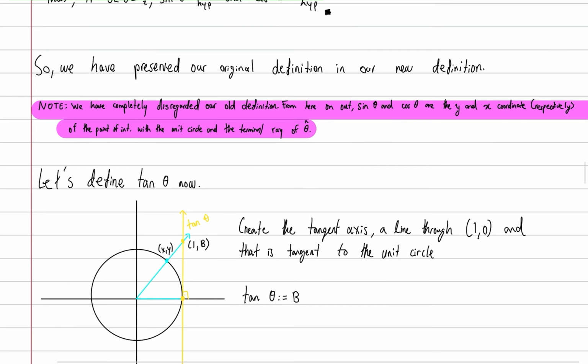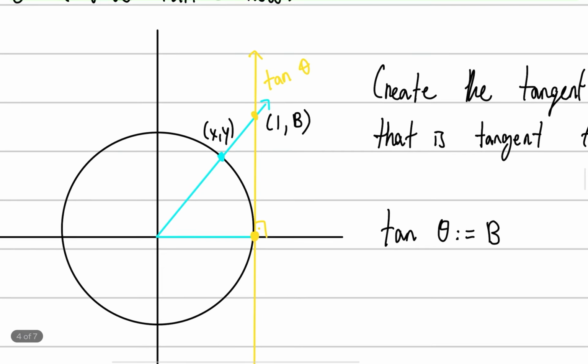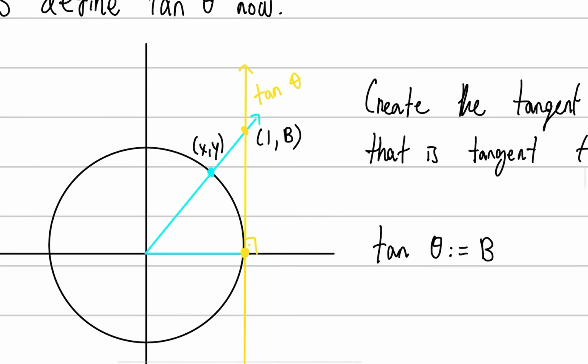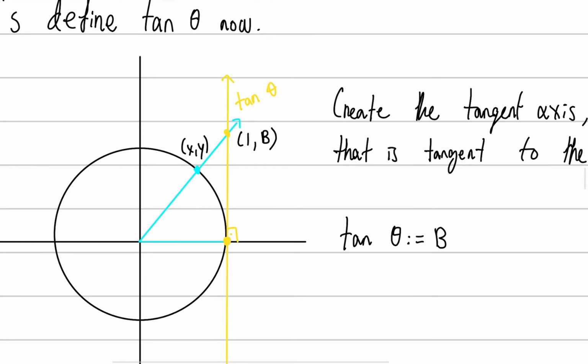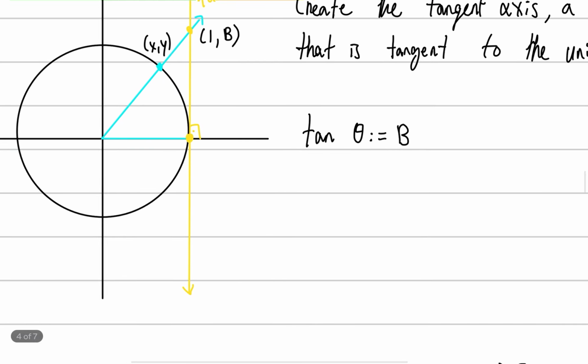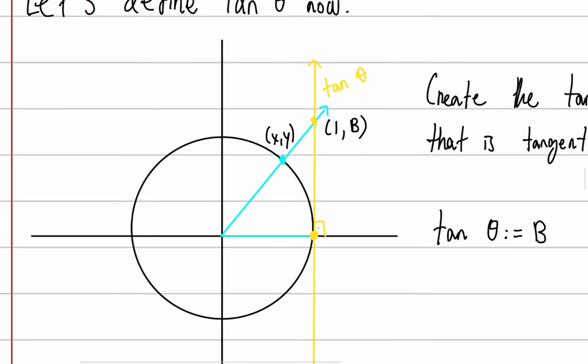So we're going to define tangent now. The tangent axis is the line that passes through the point 1, 0 and is parallel to the y-axis. You could also define it as the line through 1, 0 that is tangent to the unit circle at 1, 0 and perpendicular to the x-axis. So that's just what the tangent axis is. It's basically just this line.